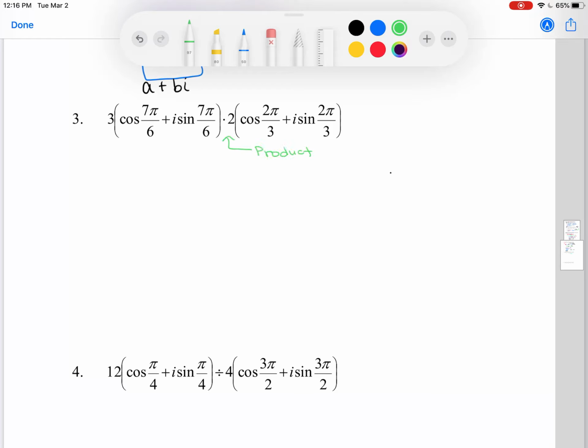For question 3, again, we're finding the product, so I'm going to make sure to use the product formula on my golden ticket. That tells me to multiply my 3 and 2 together, and then my angles 7 pi over 6 and 2 pi over 3 also need to get added together. According to this formula, that is what it tells me to do.